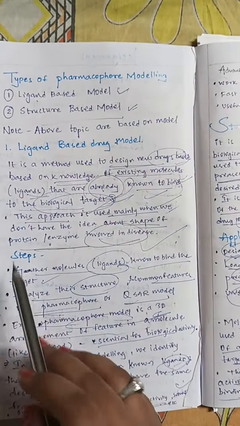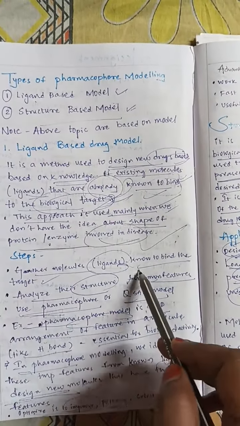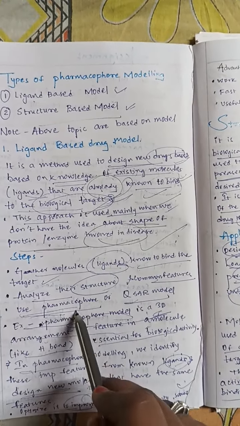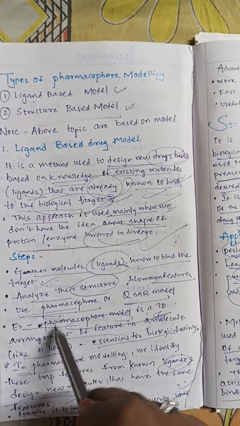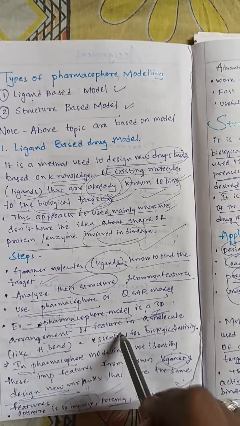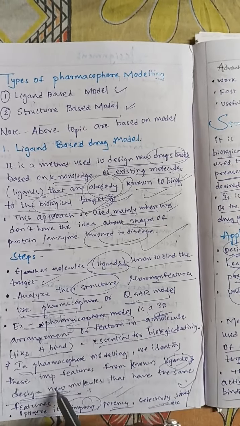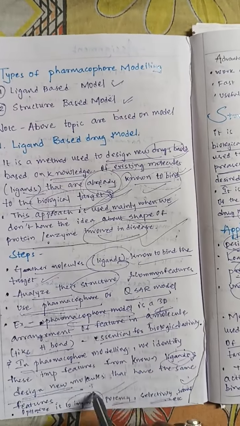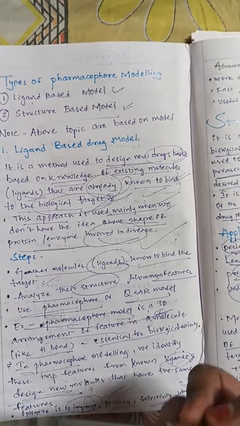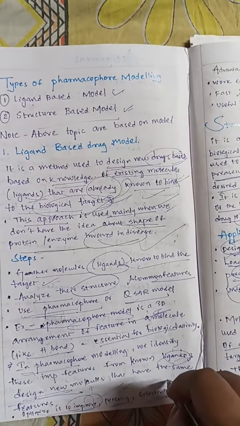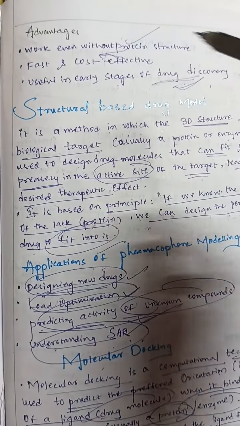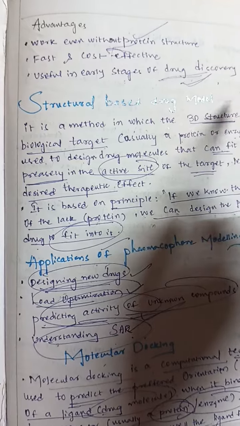The next steps are gathering the known ligands that bind the target and analyzing their structure. Next, we build a pharmacophore or QSAR model, the 3D arrangement of features in the molecules, such as H bonds, identifying the important features and biological activities to improve potency and selectivity. This approach works without a protein structure and is fast, cost effective, and useful in the early stages of drug discovery.